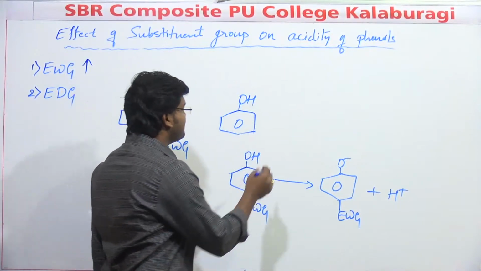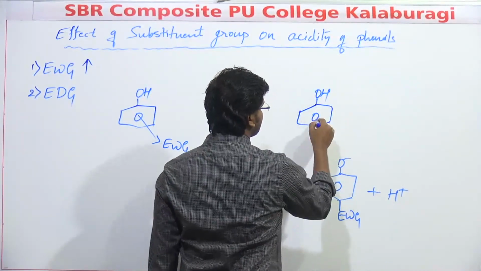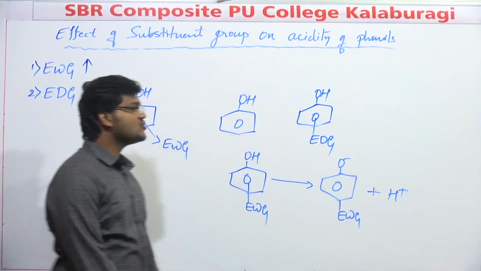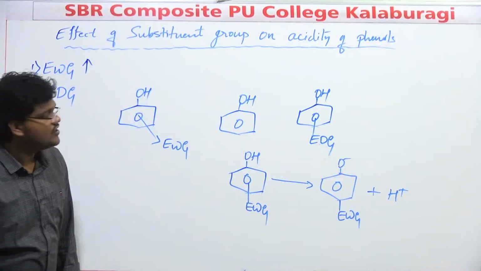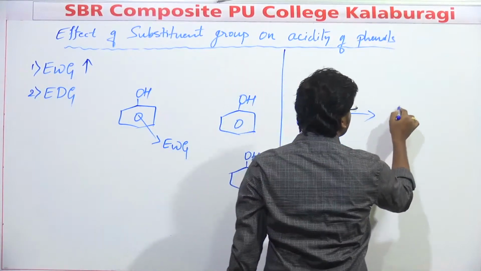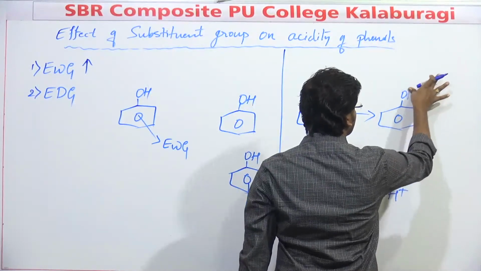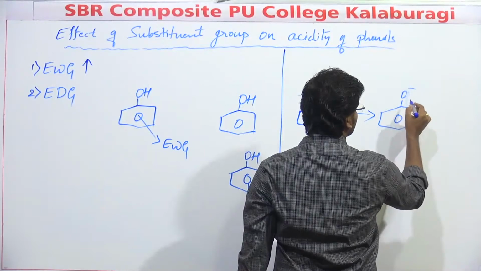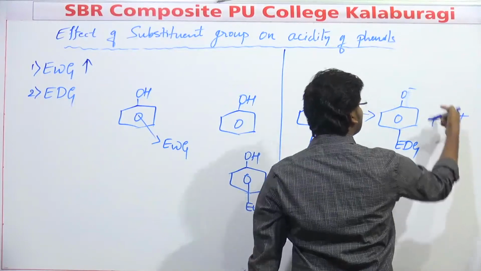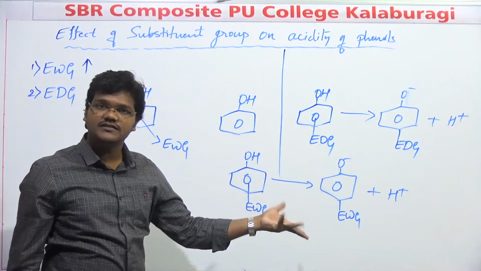Similarly, let me talk about phenol which is having an electron donating group. So if this phenol is attached to an electron donating group, let's see what happens. This phenol is going to form a phenoxide. It is going to form a phenoxide when it donates a proton. Now, whether this phenoxide ion is stable or not.